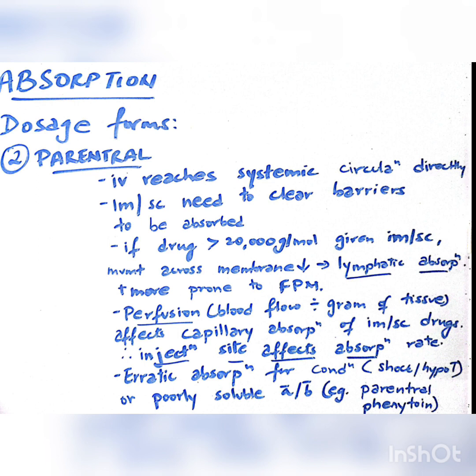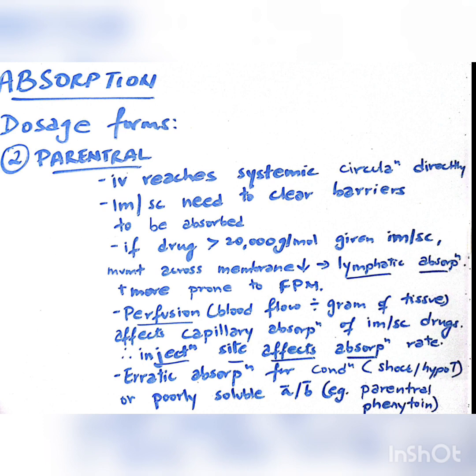In case of parenteral formulations, IV reaches the systemic circulation directly, whereas IM or SC need to clear barriers to be absorbed. In cases where the drug molecules are large, or specifically larger than 20,000 grams per mole, given IM or SC, they must cross the membrane, and this usually decreases because the size of the medication is quite large, which is why usually such medications are exclusively absorbed through lymphatic circulation and are more prone to FPM or first pass metabolism, usually decreasing the bioavailability.